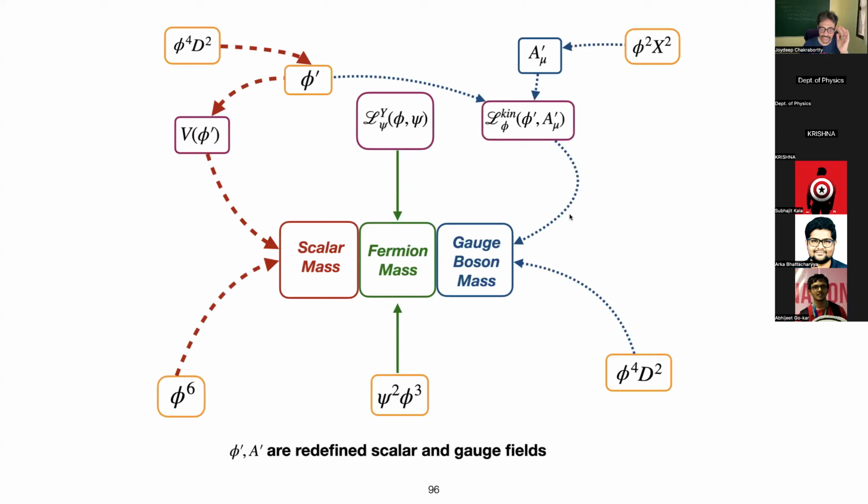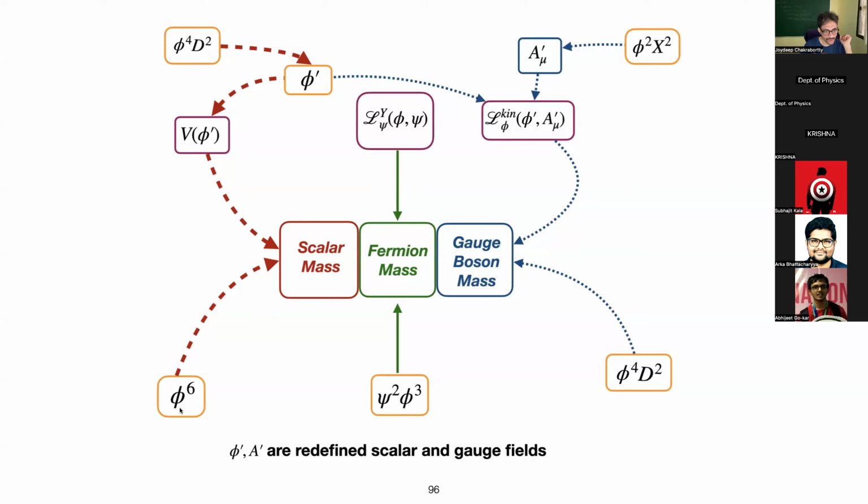So this is the flow chart, just to tell you which operators contribute to the spectrum and how. So you start with the phi 4 D2 operator. Once you perform the symmetry breaking, it will actually redefine your scalar field. So this is like a field redefinition you have to do once you include the effect of this operator. Once you have this redefined field, automatically your potential is changed, and the potential now also has an additional contribution from the phi 6 operator.